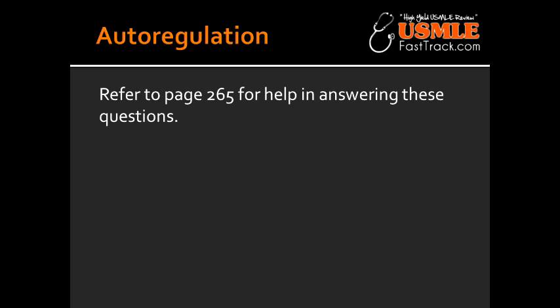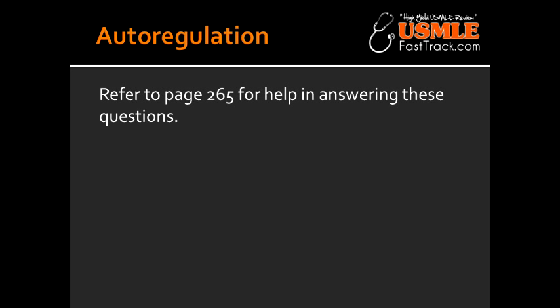The factors that are responsible for autoregulating in the brain are local metabolites, which are also vasodilatory, such as carbon dioxide and pH. What are the factors for determining autoregulation of the kidney? The factors for determining autoregulation of the kidney are myogenic and tubuloglomerular feedback.